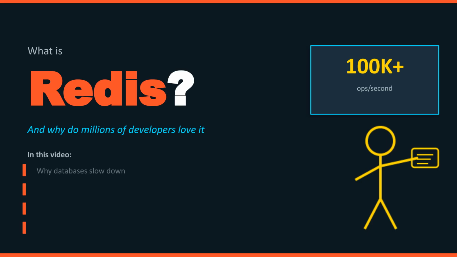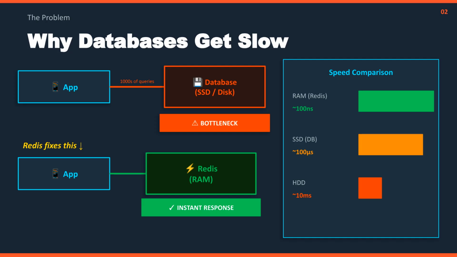No complicated theory, no boring definitions. We'll see why databases become slow, how Redis fixes that, how caching actually works, where Redis shines, and also where you should not use Redis. So by the end of this video, you'll clearly understand why developers love Redis so much. Let's get started. Before understanding Redis, let's first understand the real problem.